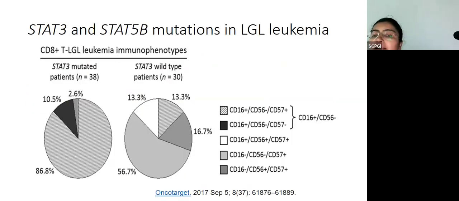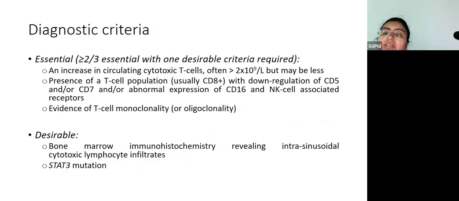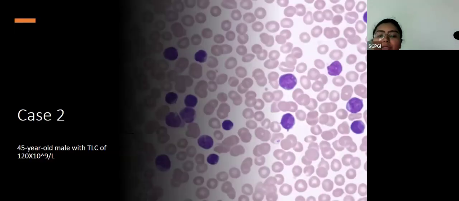So STAT3 and STAT5B mutations: STAT3 mutations are more often centered in the CD56 negative T-LGL, while STAT5B is more in the indolent T cell lymphoma. And you can go through these diagnostic criteria, which are from the WHO classification. So that is all accessible to all of us.